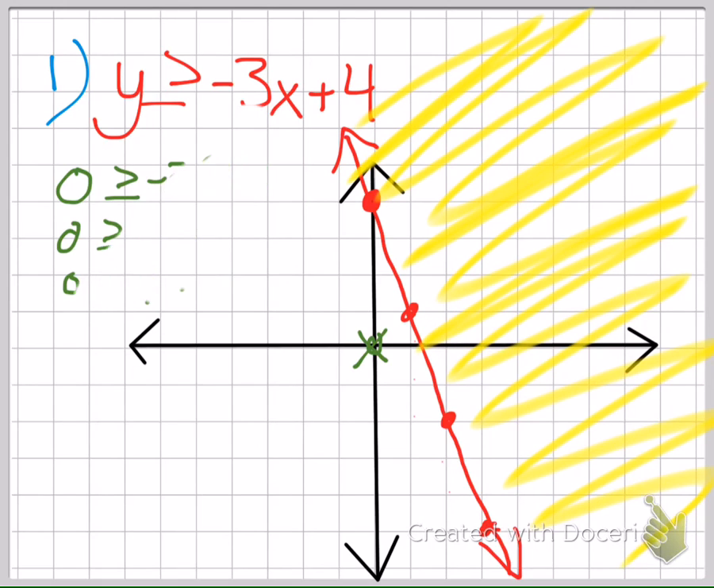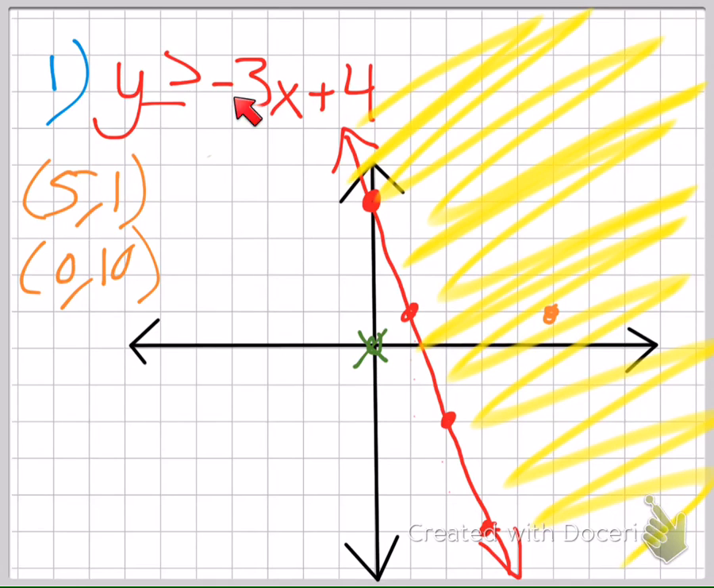So what's nice about that is now I can just give you a coordinate and you can pretty much instantly tell me, is it part of the solution or not? Does it make this true or not? For example, if I gave you the point 5, 1, without plugging it in, would that make this true? Yeah, it would, right? Because 5, 1 would be 1, 2, 3, 4, 5. It'd be this point right here. It's part of my solution region. Okay. What about the point 0, 10? Would it make this true? Yeah, because it would be up here. It'd be part of my solution region, right?